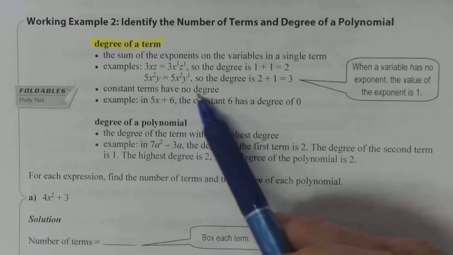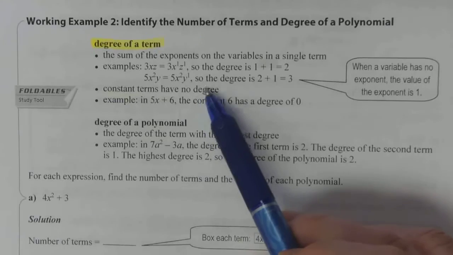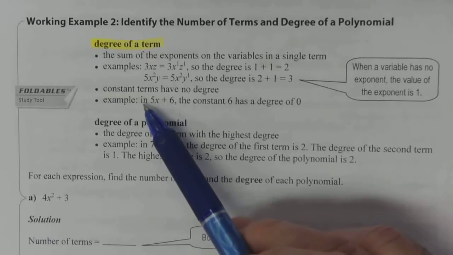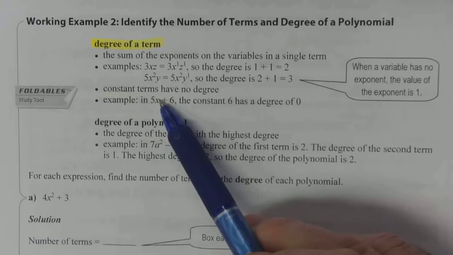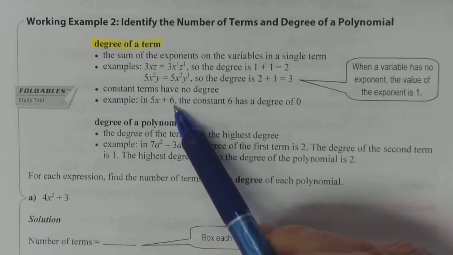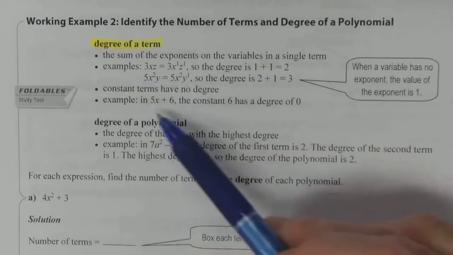So this term is degree 3. In the situation where your term is a constant, there are no variables, so therefore there's no exponents on a variable, therefore it has no degree. So in this example, 5x plus 6, 5x is degree 1, 6 is a degree of 0, we call it.